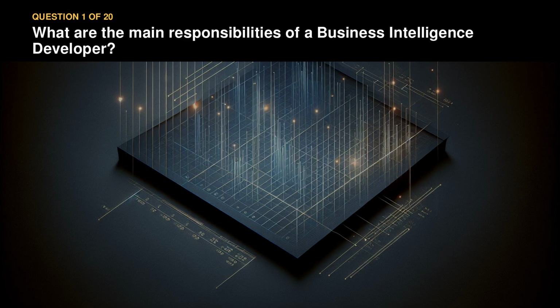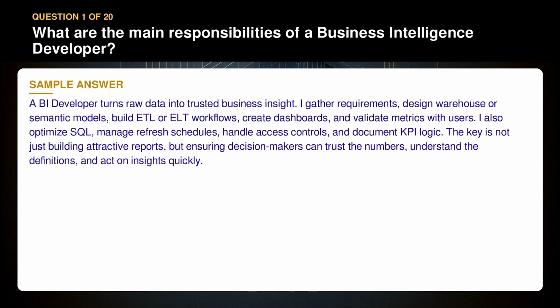Question 1. What are the main responsibilities of a business intelligence developer? A BI developer turns raw data into trusted business insight. I gather requirements, design warehouse or semantic models, build ETL or ELT workflows, create dashboards, and validate metrics with users. I also optimize SQL, manage refresh schedules, handle access controls, and document KPI logic.